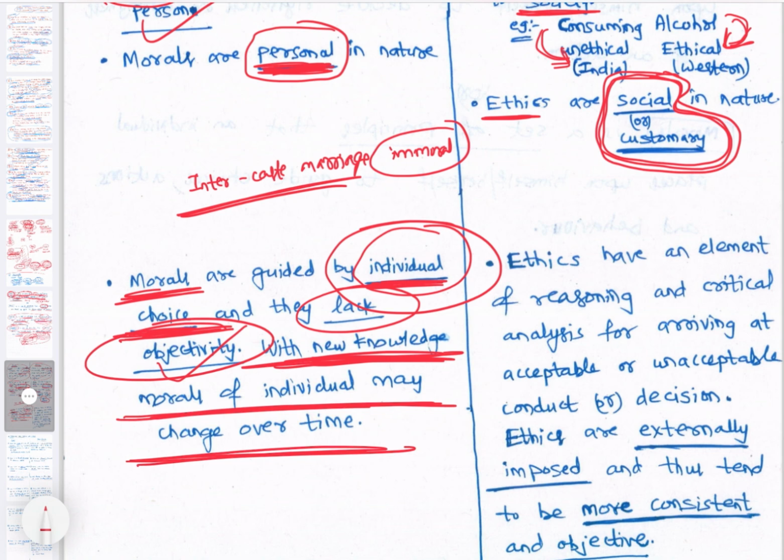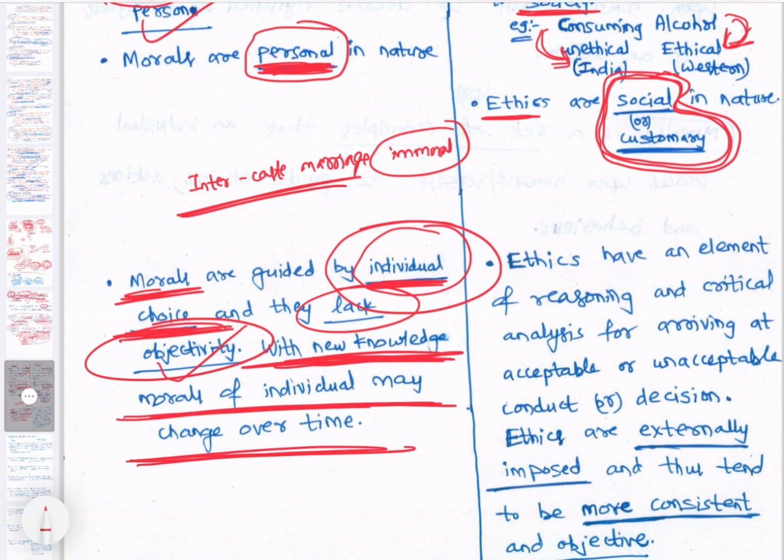Same with alcohol also. At home, the family members are saying that drinking alcohol is wrong, drinking alcohol is wrong, and you came to Delhi and you are seeing everyone is drinking alcohol, it's not an issue, once in a while they are celebrating, so you also changed your morals and you started drinking alcohol. So morals can be changed with new knowledge.